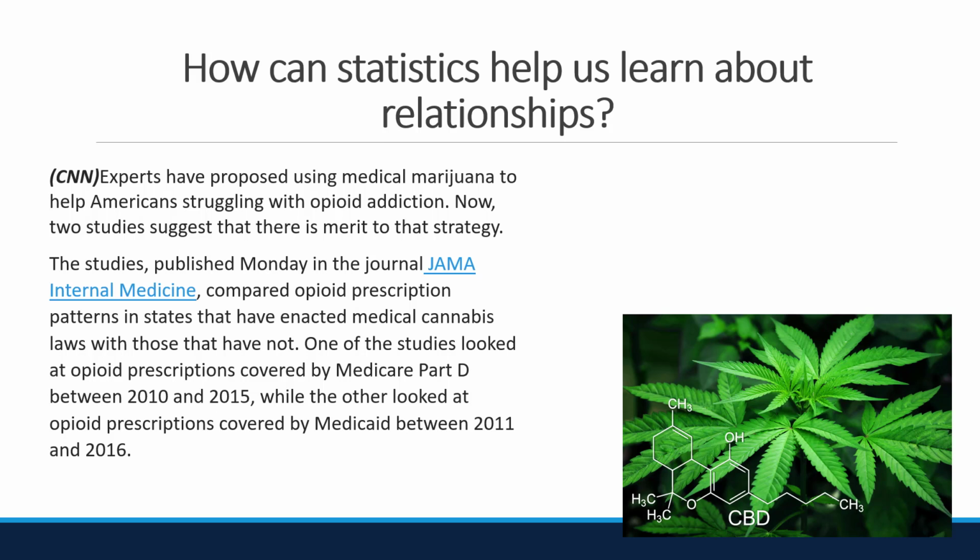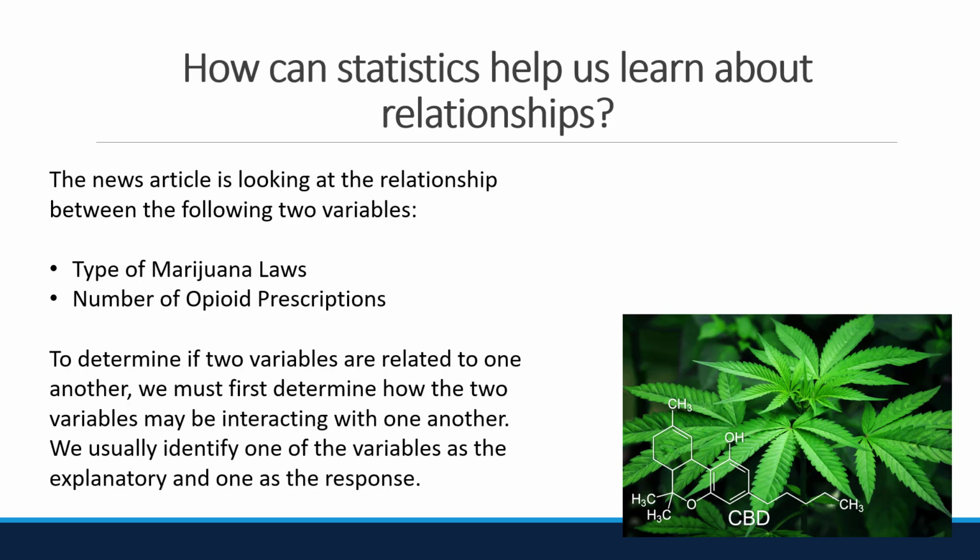Take a moment and read the article. The news article is looking at the relationship between the following two variables: type of marijuana laws and number of opioid prescriptions. To determine if the two variables are related to one another, we must first determine how the two variables may be interacting with one another.